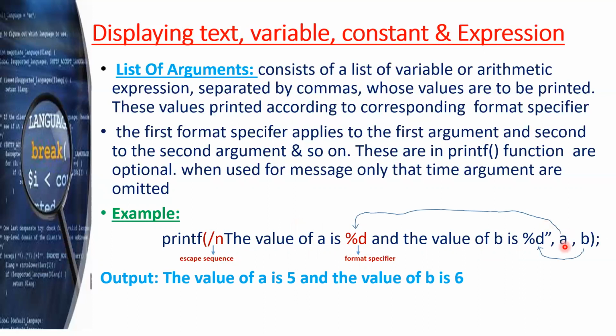It means the value of a will be displayed over here and the value of b is displayed over there. The first format specifier applies to the first argument, and the second format specifier applies to the second argument. Got it? Suppose the value of a is 5 and the value of b is 6.